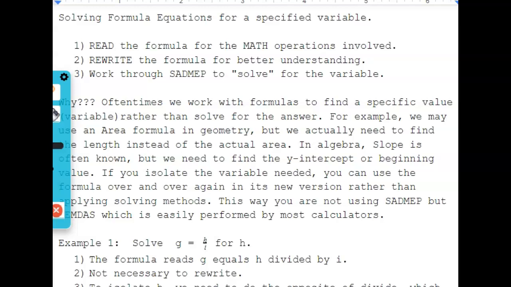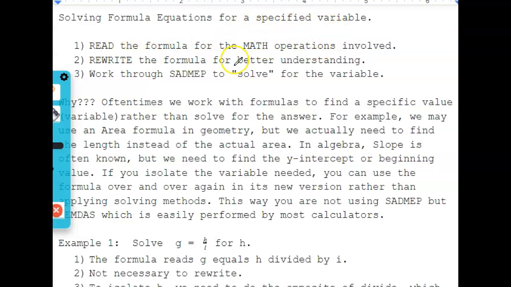All right, solving formulas for a specified variable just means that you're going to have a formula that you're going to have to isolate. So one of the things you really want to do is to read it. We talked about that a lot before: reading what it says. What are the math operations? Does it say multiply? Does it say divide? Are there several steps involved in order to do this?